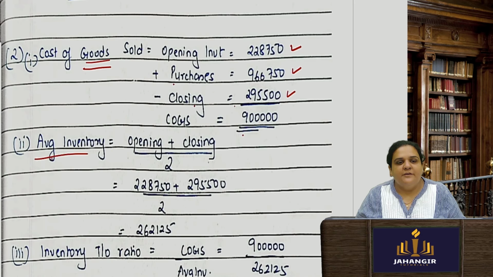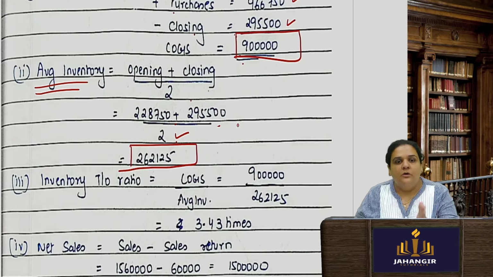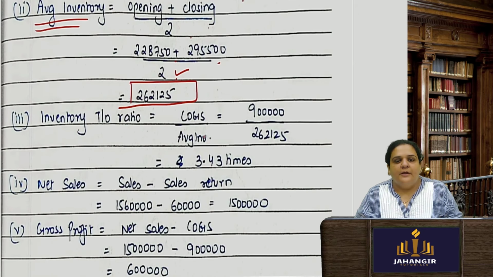Average inventory will be what? Opening plus closing upon 2. Opening is given, closing is also given. Divide that by 2, I'll get average inventory. So I have my COGS and I have my average inventory. So inventory turnover ratio will be COGS upon average inventory, 3.43 times. Easy.